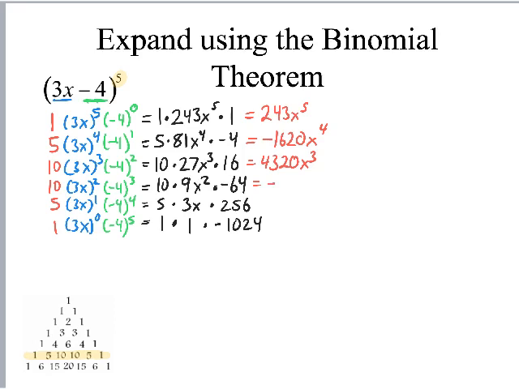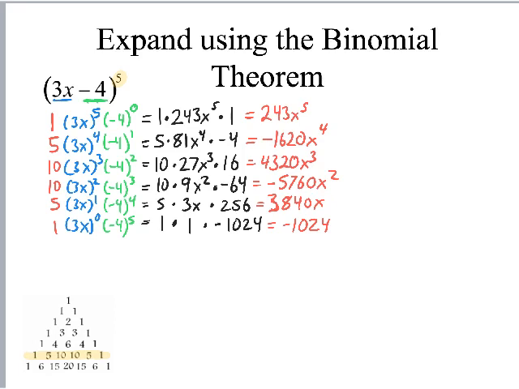The next one is when you multiply straight across all these is going to be negative 5,760x squared. And then the next row when you multiply it out is 3,840x. And the last one's pretty easy. It's just the negative 1,024. So, all of this is your answer. Those are the 6 terms that make your answer.